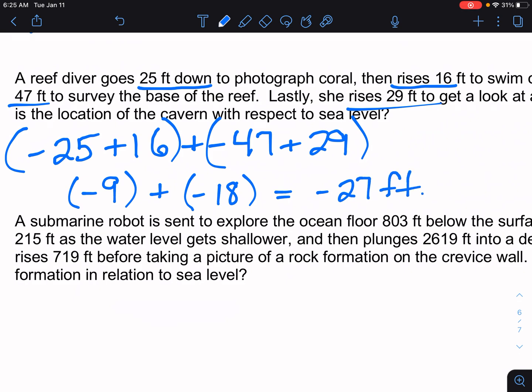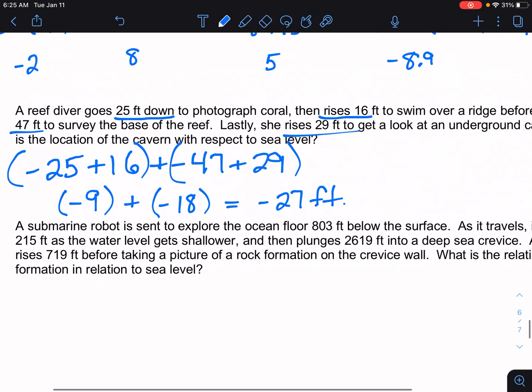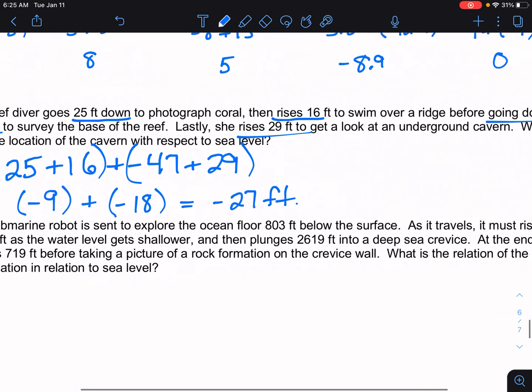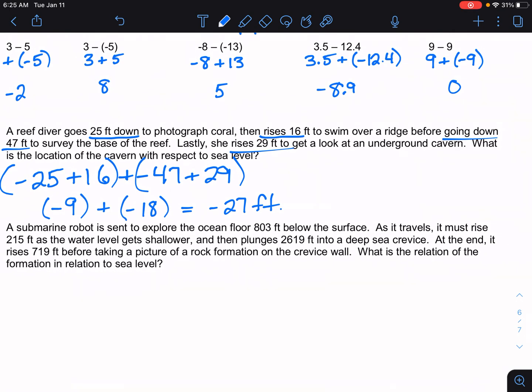Let's include our label of feet. And this is with respect to the sea level. So let's just write this out. The diver is 27 feet below sea level. And remember, below sea level just because it's negative.